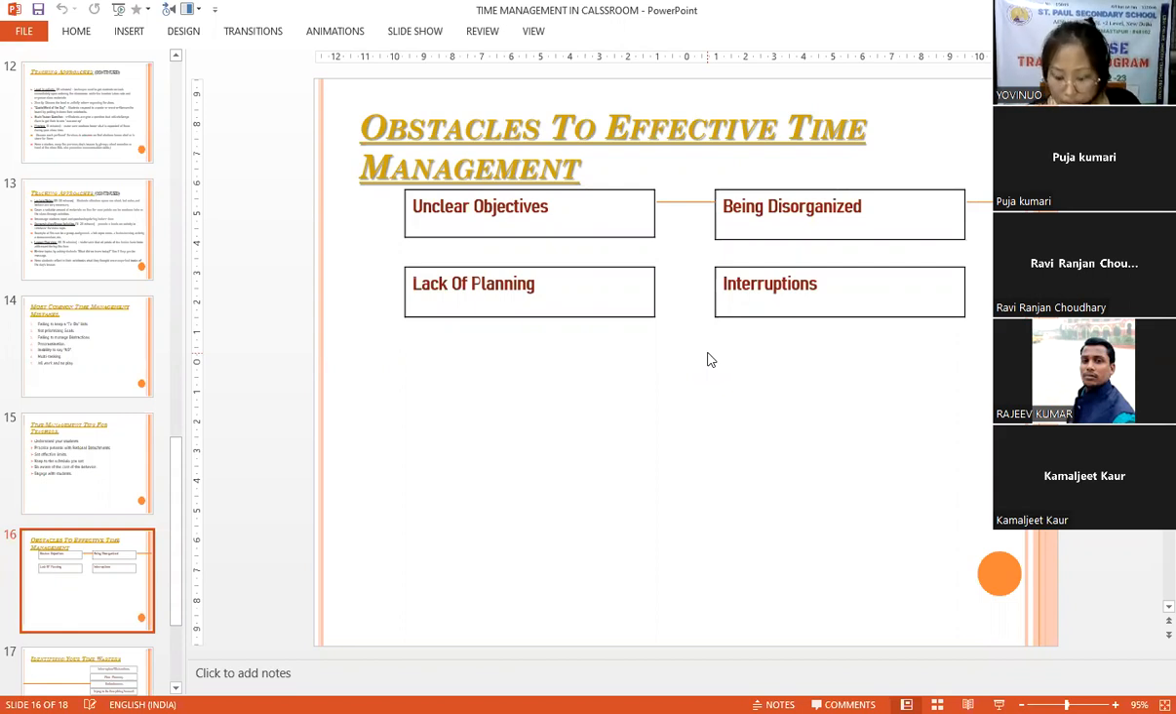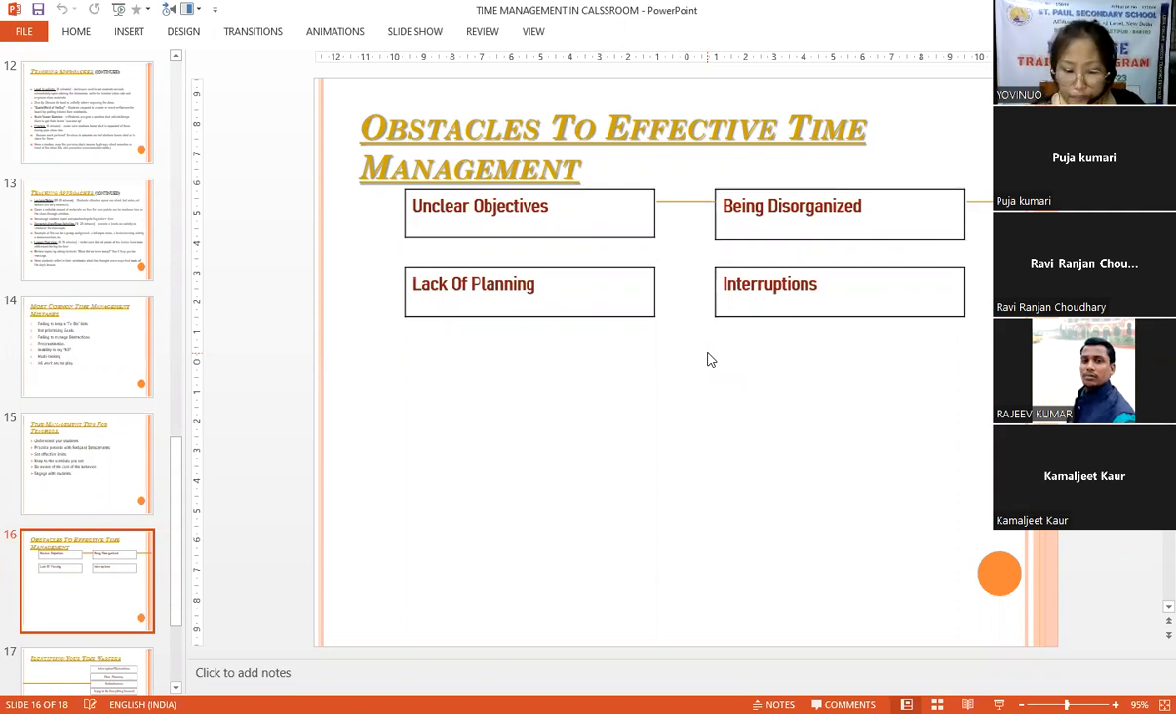Being disorganized. Nothing can be more annoying than being disorganized. Wherever you are, it may be in your work or at home, always have your table and your area organized well. If you are well organized, you are able to get your work done in less time.